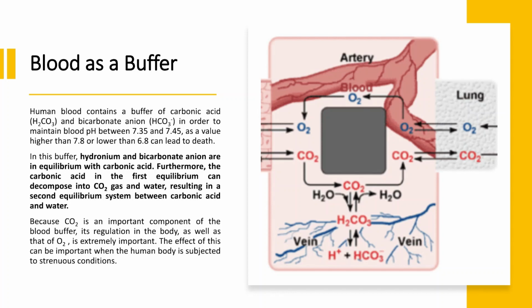Because carbon dioxide is an important component of the blood buffer, its regulation in the body, as well as that of oxygen, is very important. The effect of these can be important when the human body is subjected to strenuous conditions. When you exercise more, or do a very exhaustive exercise, you must have seen there is a disbalance, and this is due to an imbalance in carbon dioxide and oxygen, which may further lead to an imbalance in the pH as well.